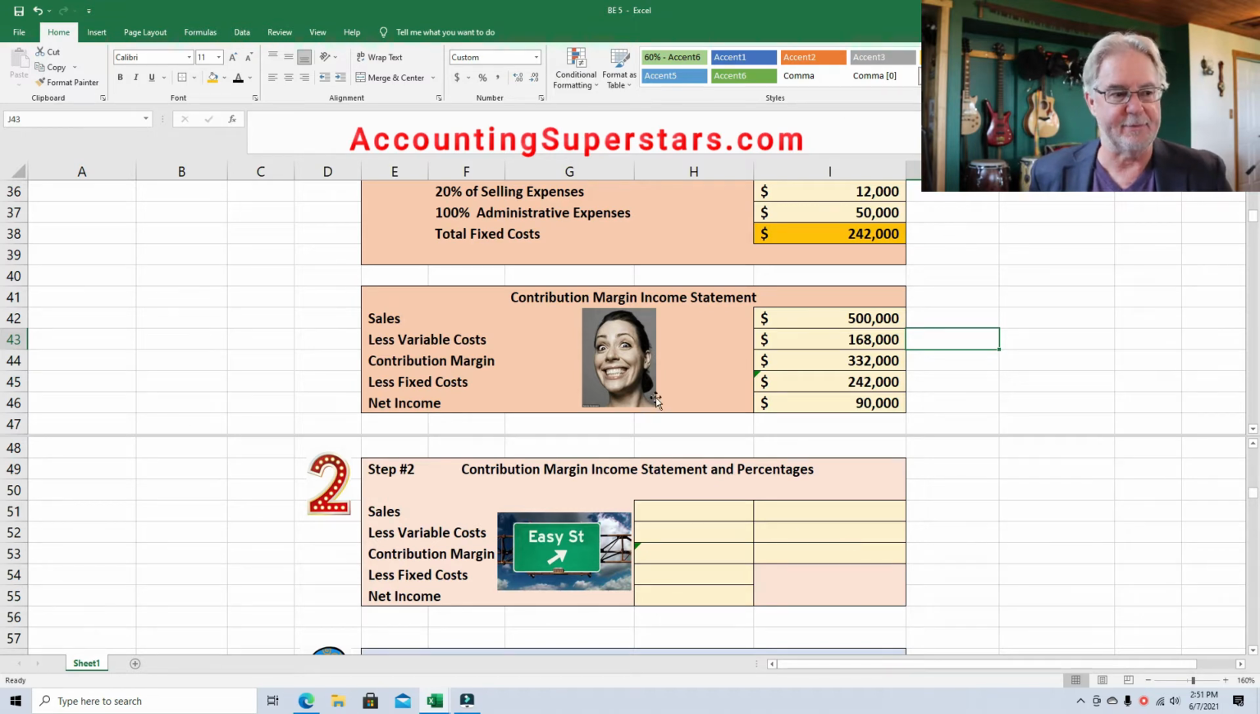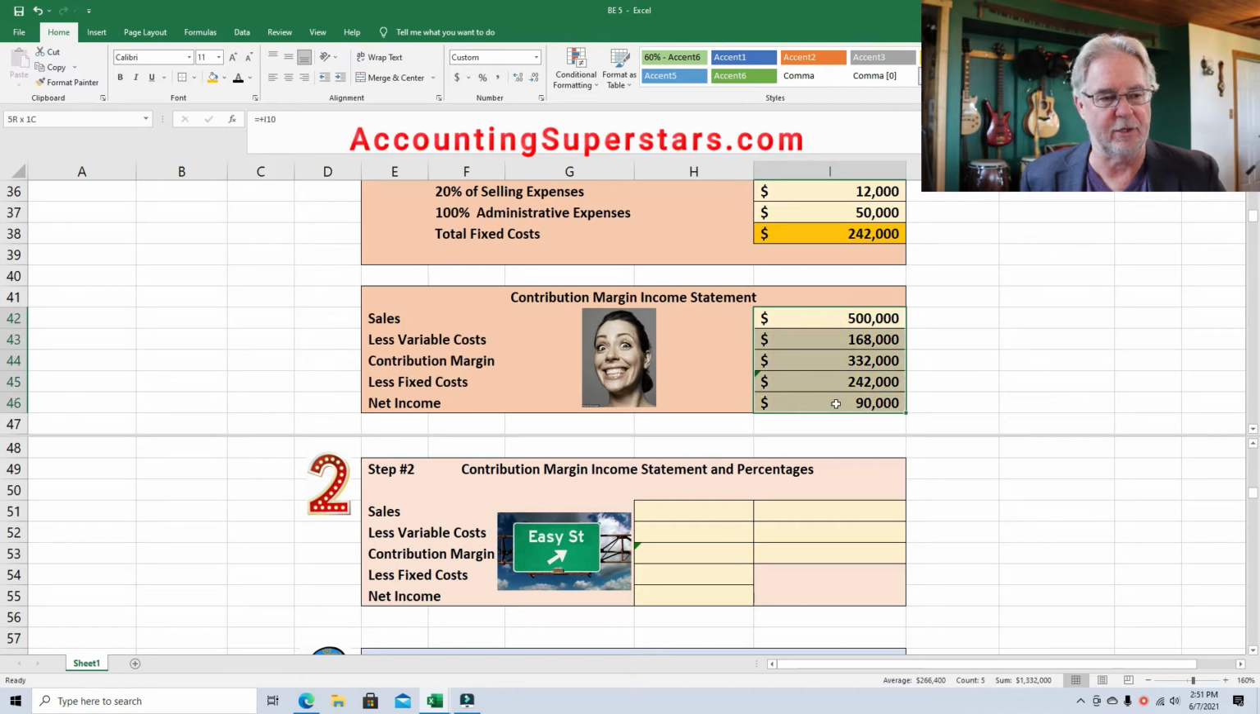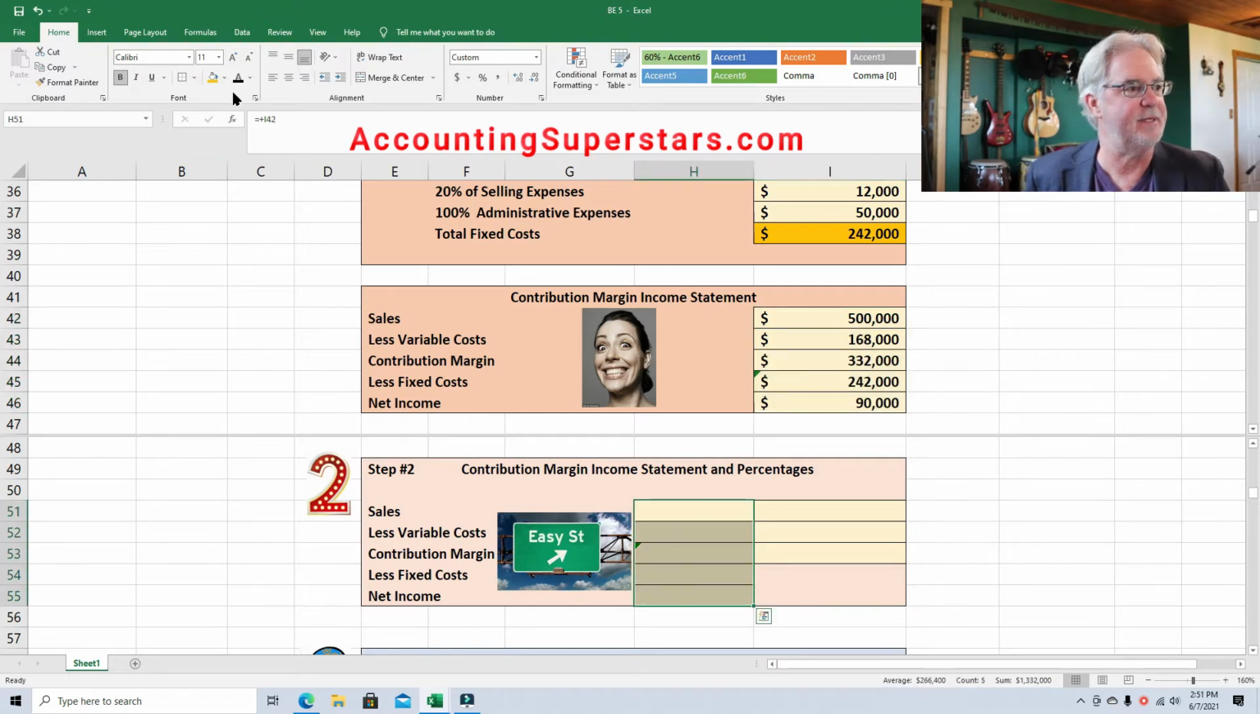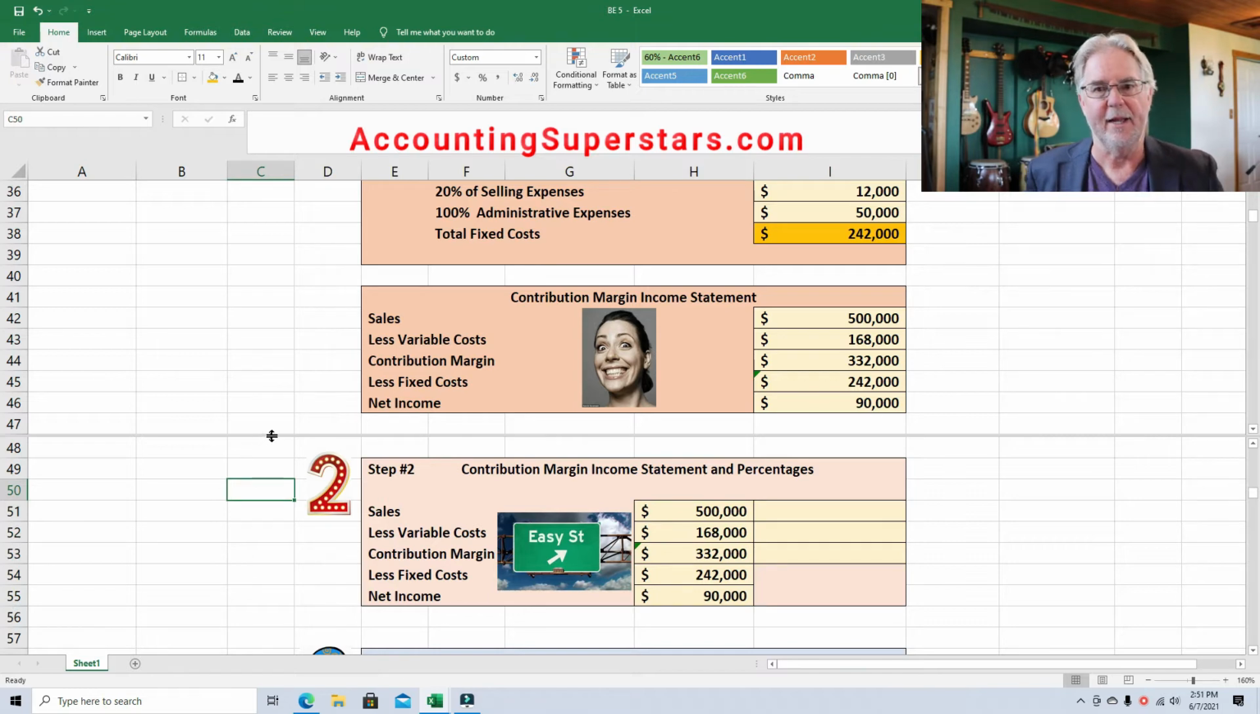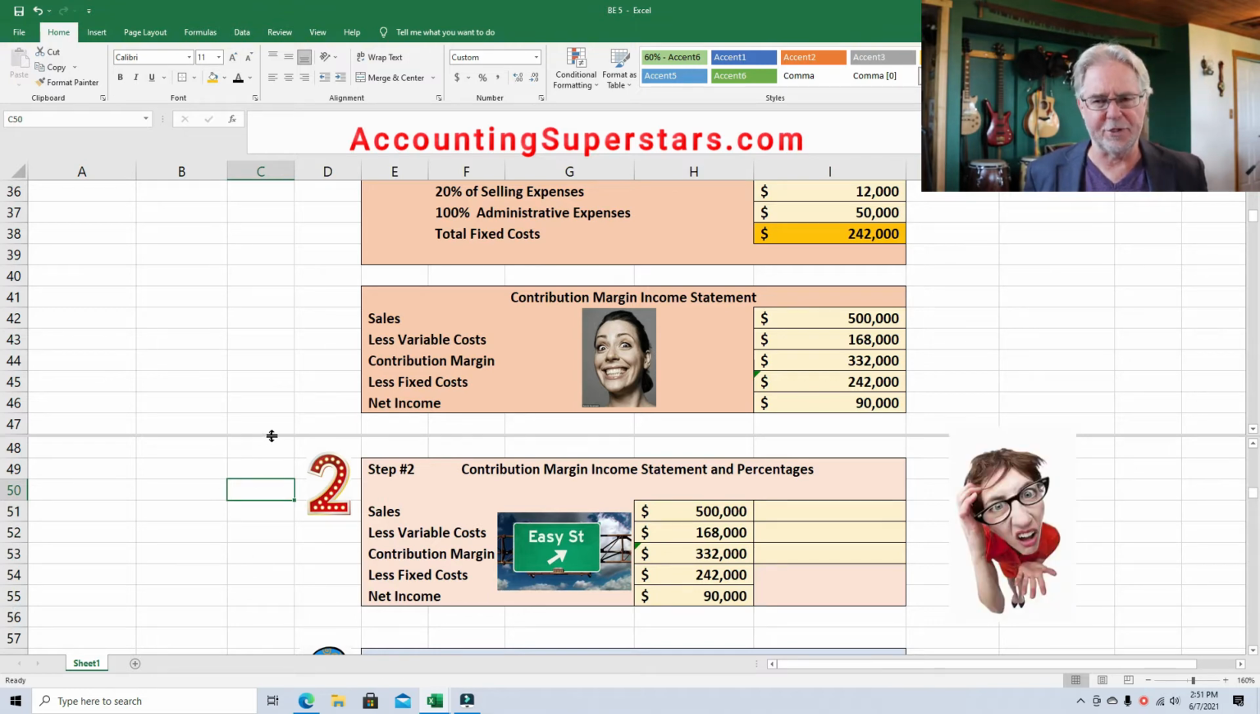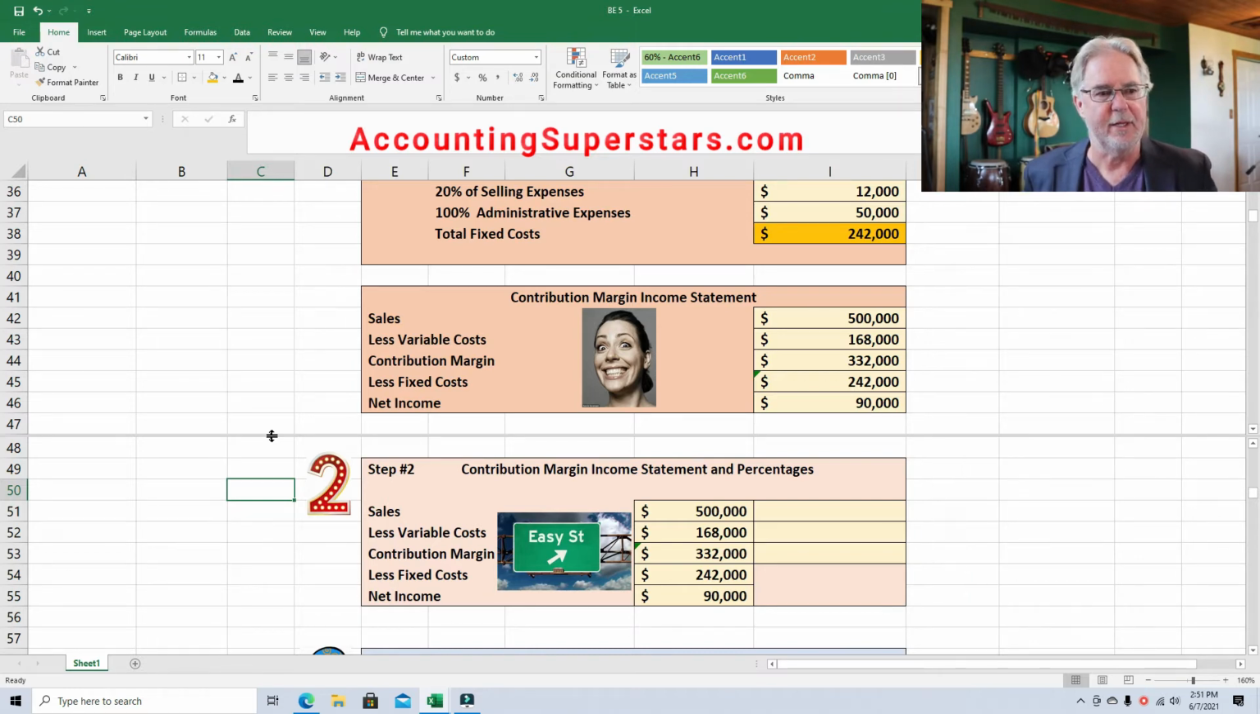We already did the contribution margin income statement and our results are right here. So all I'm doing is I'm taking these numbers and I'm going to just copy and paste them down here. So there they are. They're the exact same numbers. And you might say, why are you doing this? It looks like a lot of extra work. And it is. And I just did it just to keep things simple. I didn't want to make things confusing here. So all we're going to do is figure out the percentages.